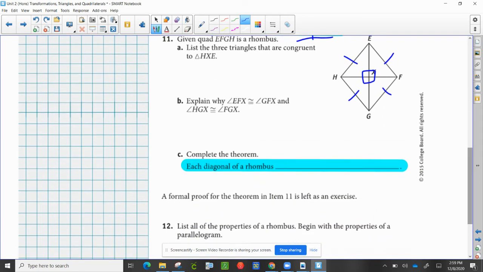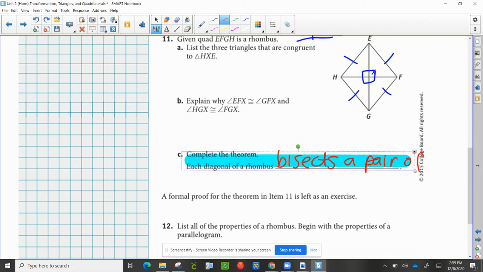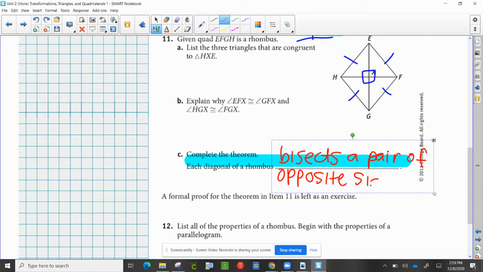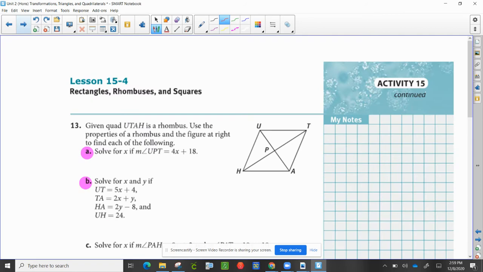The other one we're going to do here is that each diagonal of a rhombus bisects a pair of opposite sides. Okay. That is our other property of a rhombus. So let's do some problems on the next slide here.